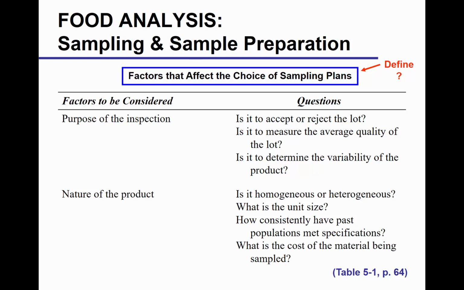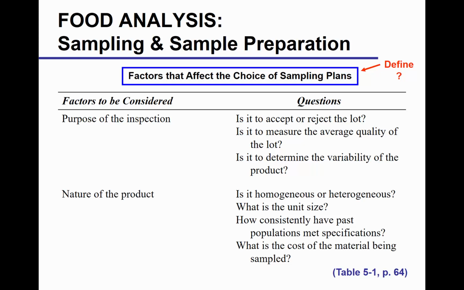Okay, so factors to consider when you're designing your sampling plan, and that was a big part of your project, if you were to do a project, is to design a sampling plan at each analysis point. So what would you ask to determine your sampling plan? Again, the cause. What is the purpose of the inspection? Is it to accept or reject a lot? So are we looking for Clostridium botulinum in our canned food product? If you have Clostridium botulinum, you're going to reject the lot. So there is zero tolerance for that. So is it to accept or reject the lot? That's a big question. Is it to measure the quality of the lot?